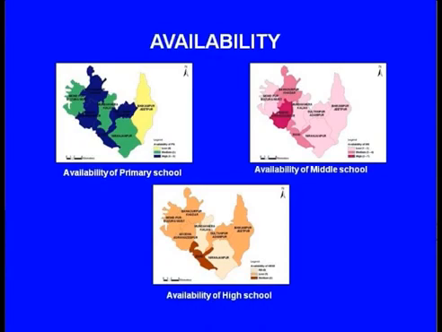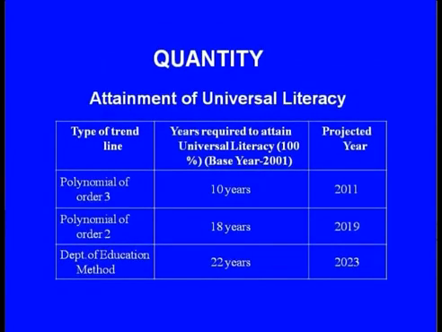The same is true for middle level schools: only one block has a high availability of middle schools, and others have low. The availability of high schools is also low in this region. Based on this, certain assessments have to be carried out, that is the attainment of universal literacy, or how long it will take for the area to attain 100% literacy. It has been found that, as per the government methods, this could be achieved by the year 2023.